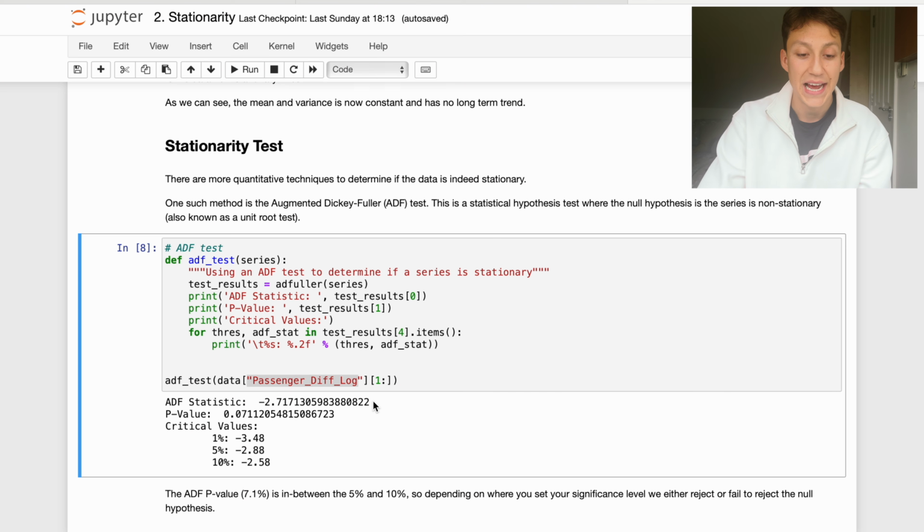Now, if you notice here, our ADF statistic is minus 2.7, so it's lower than the 10% value and just above the 5% value. So what we can say, in a very loose way but an intuitive way, this is what it really means, is that our time series is stationary with roughly 90% certainty. That's the case, right? Again, look up statistical tests if you're not familiar with them, but that's the general gist of it.